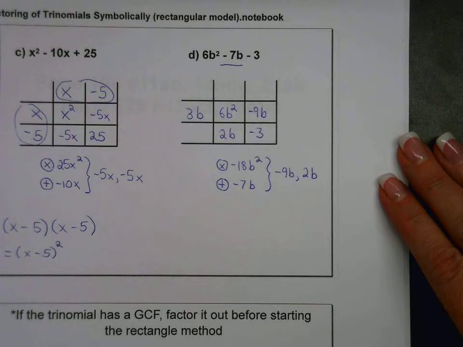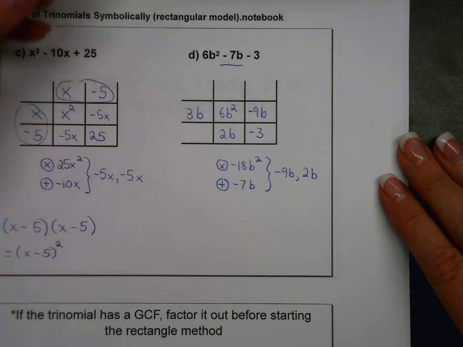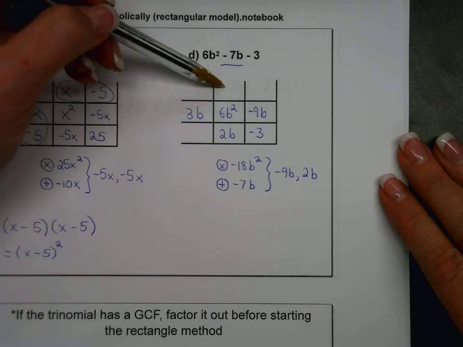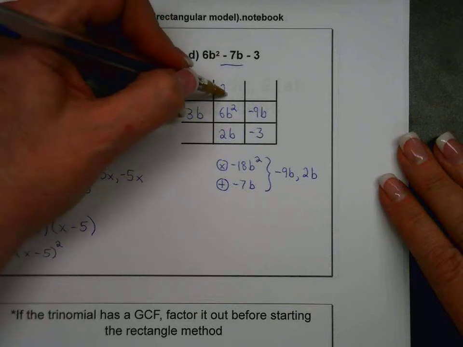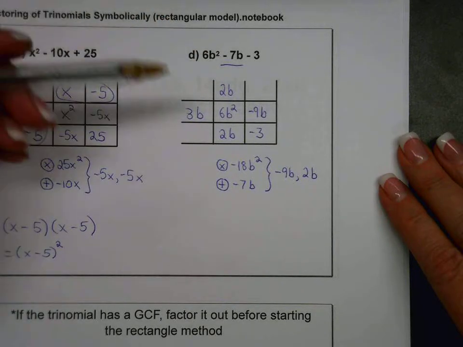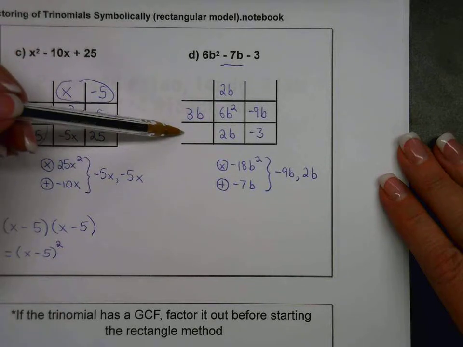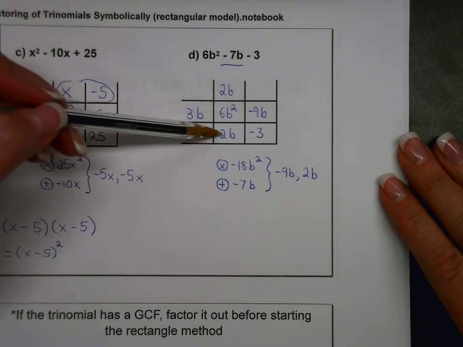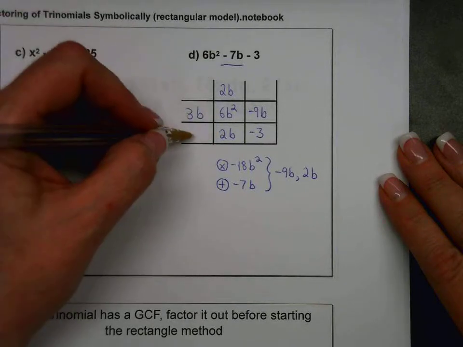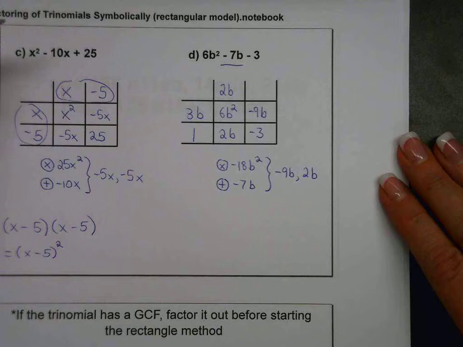Because there's a 3b in that part of the dimension, the items we place here have to multiply with the 3b to get the 6b squared. Has to be a 2b. Because you've placed a 2b up here, what you place in this open area has to multiply with the 2b to get 2b. Therefore, you have to put a 1 here.